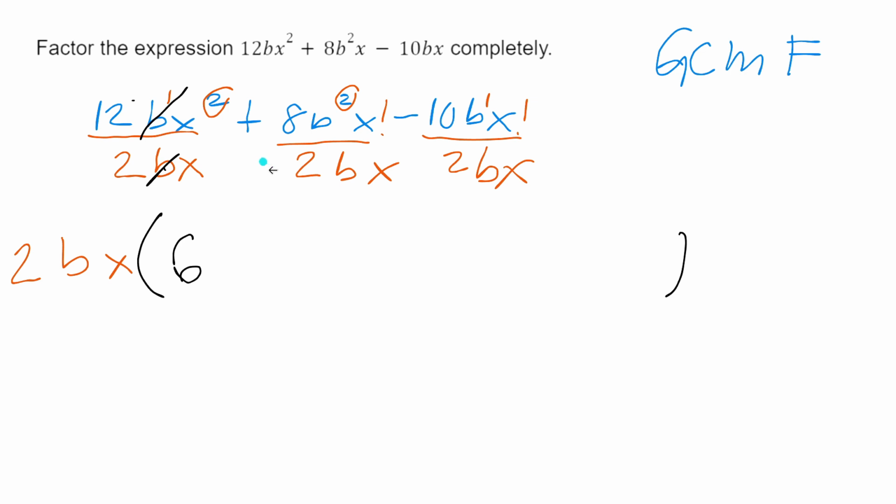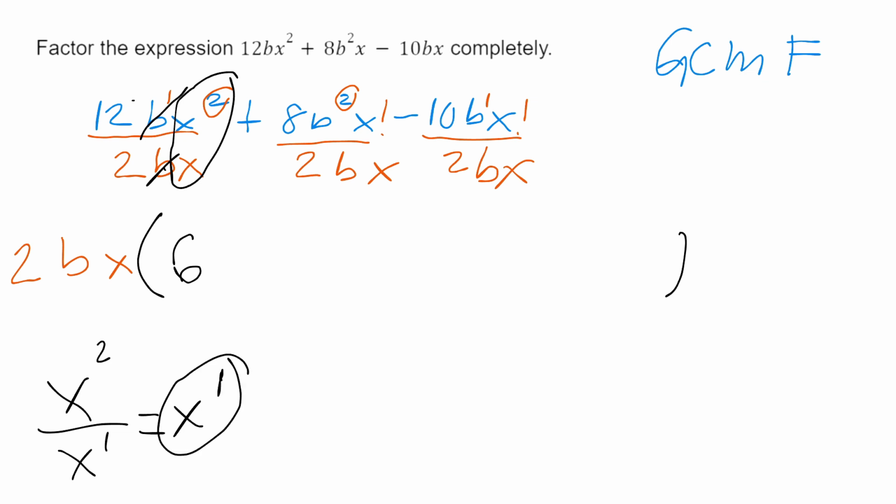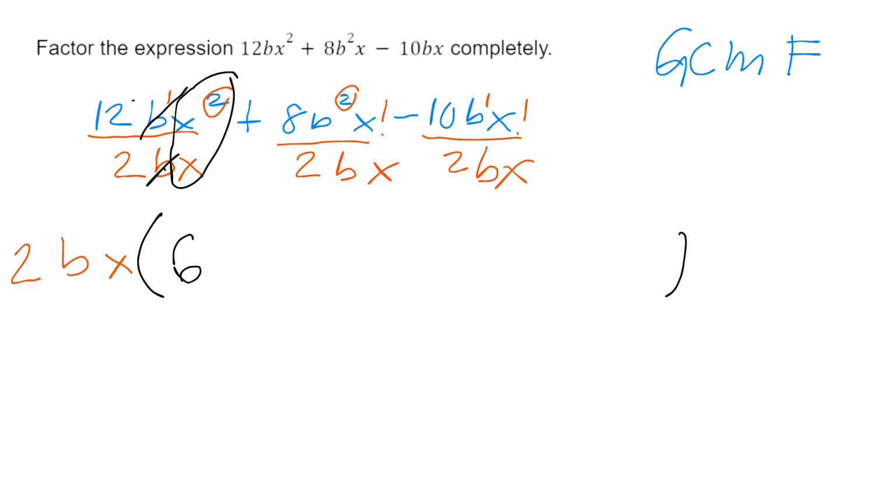Next, we have x squared over x. So quotient rule, right? It's gonna be what? X raised to 2 over x raised to 1. Simply, what's 2 minus 1? It's 1, right? So the answer is x raised to 1. But again, no need to write the 1. So for x squared over x, the answer is simply x. Plus, what is 8 divided by 2?